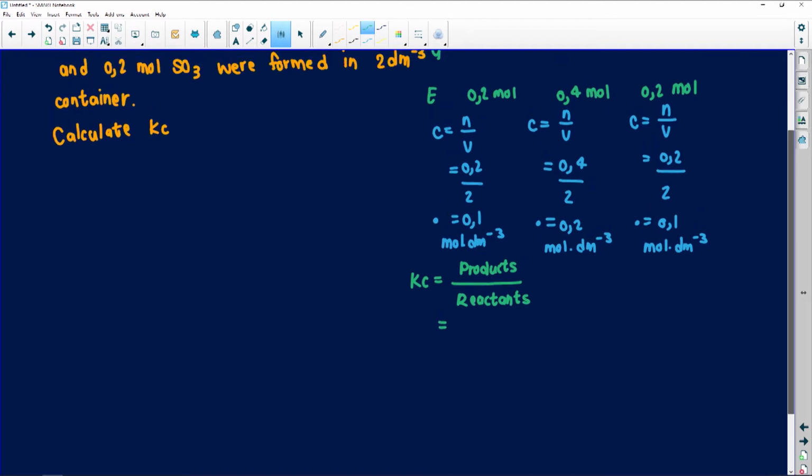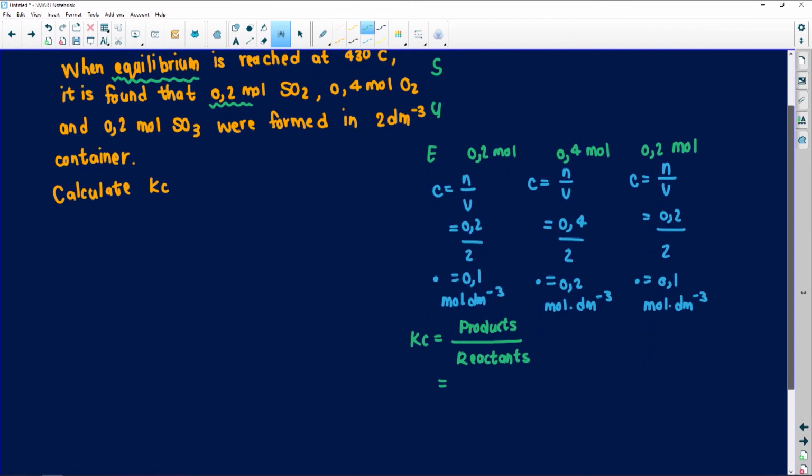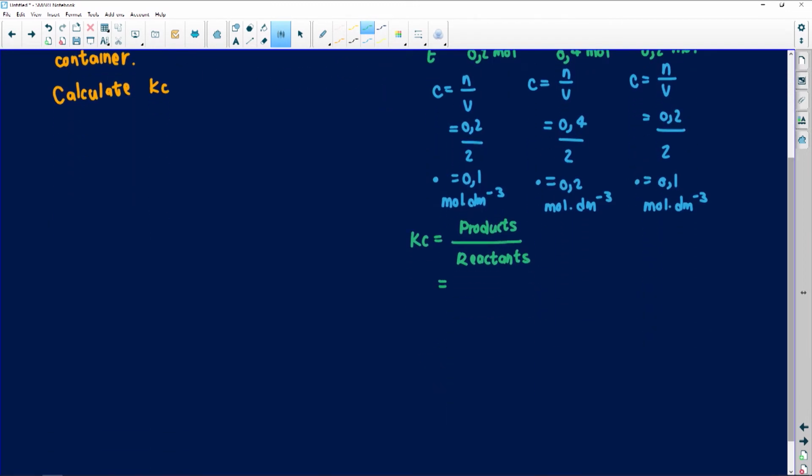My products in this case, let me see, where's my equation? I've got SO3. Remember, the number in front will become an exponent. So I've got SO3 squared, all over my reactants. I've got SO2, and the number in front becomes an exponent. I've got oxygen gas, which is a diatomic. It's only to the exponent 1. You don't have to write that.